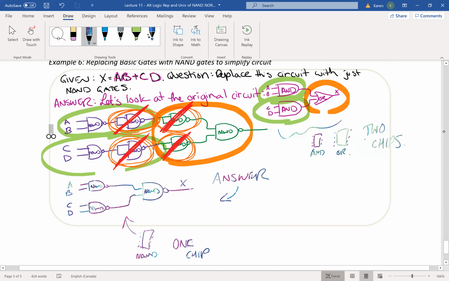And that's not too much more expensive for you because you're only building this circuit once, but it's pretty expensive if you're making 50,000 of these devices in a day. So this saved us money and that's a good thing. So this is a simplified circuit that costs less money to build. And that's the point of universality of NAND and NOR. This has been an example of universality of NAND.